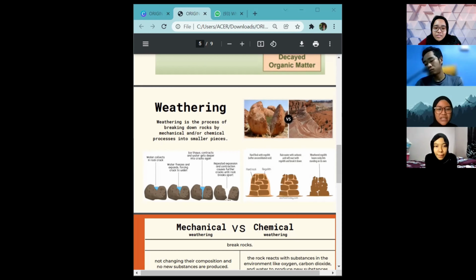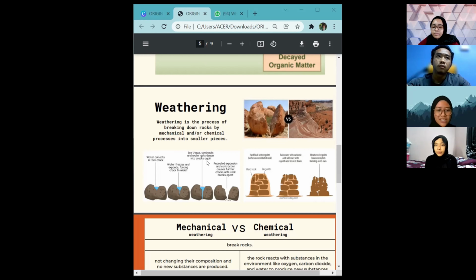In chemical weathering, the rock reacts with substances in the environment like oxygen, carbon dioxide, and water to produce new substances. For example, iron in rock can react with oxygen and water to form rust, making the rock reddish and crumbly. During mechanical weathering, no new substances are produced. Mechanical weathering can occur due to temperature changes, erosion, and any other contact-related disintegration.